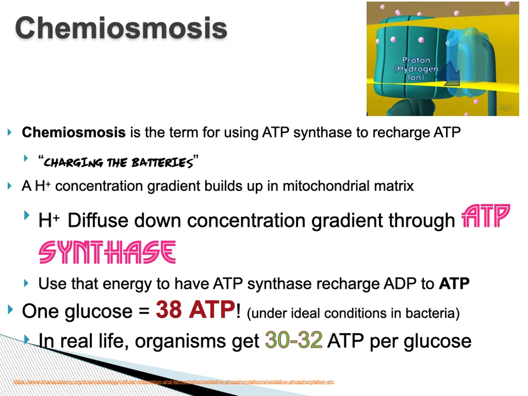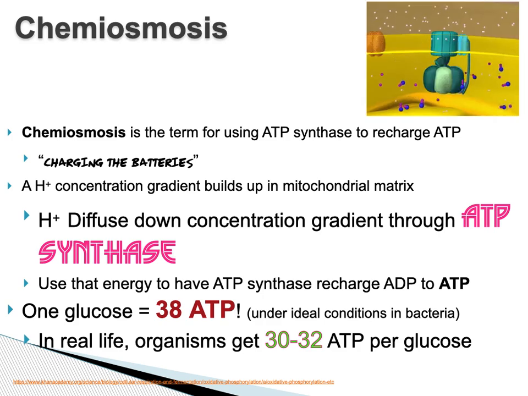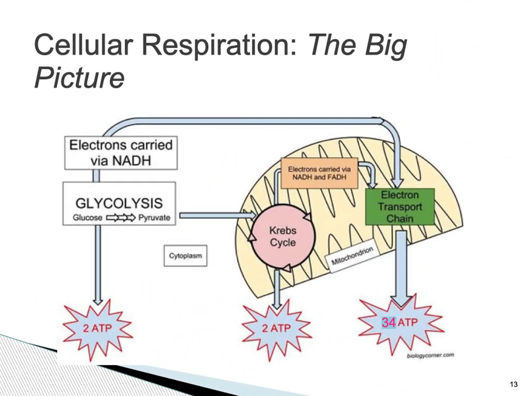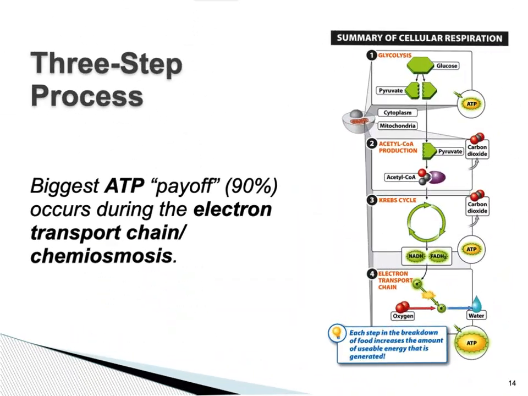When you do this together, you can produce 38 ATP total for all 3 phases under ideal conditions. However, in real life, it's about 30 to 32. There's a picture trying to tie it all together.